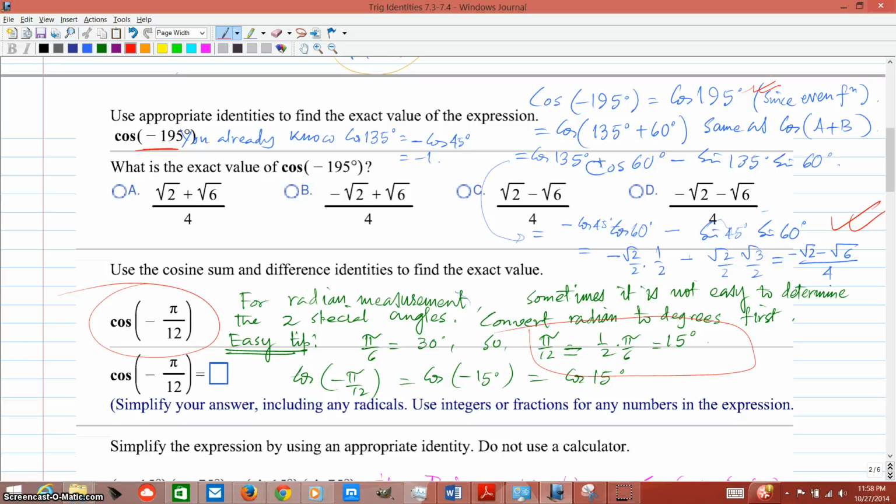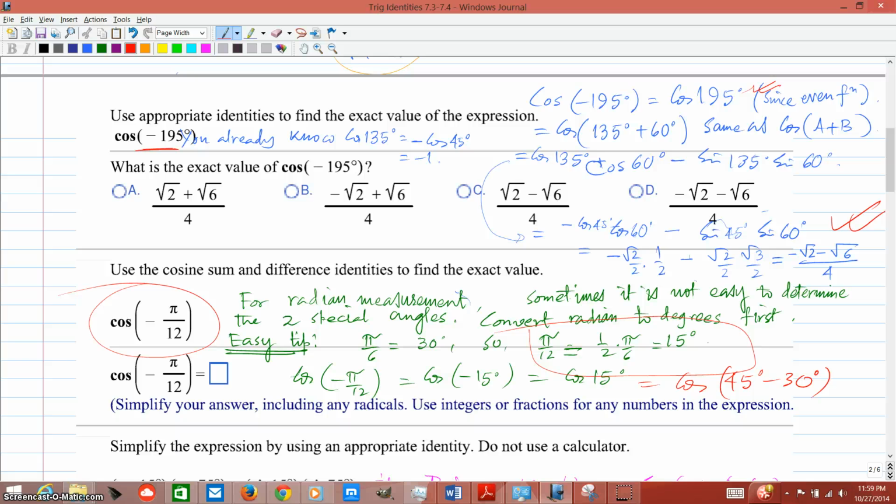And cosine of negative pi over 12 will be cosine of negative 15, and that is the same as cosine of 15 because that is an even function. And if I know cosine of 15 degrees, then all I need to do is come up with two special angles. It can be anything. You could have done cosine of 60 minus 45. That will still be an absolutely correct answer.